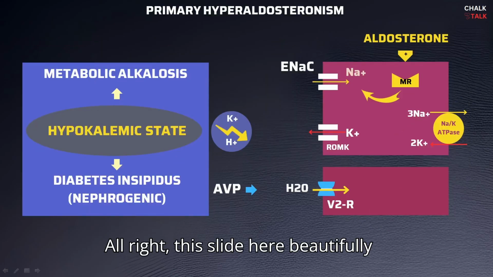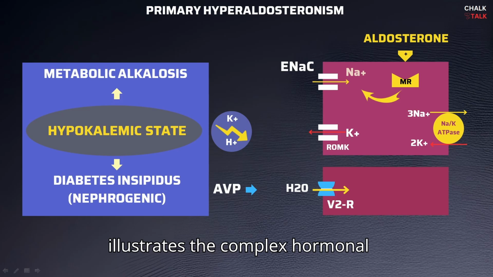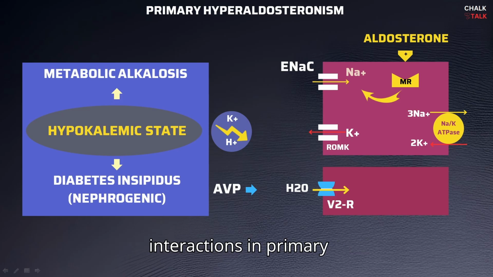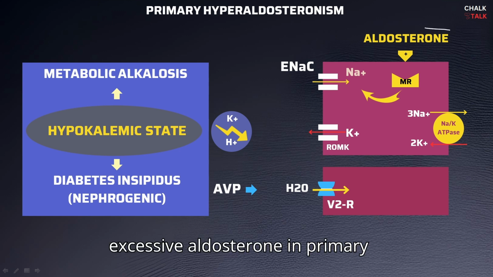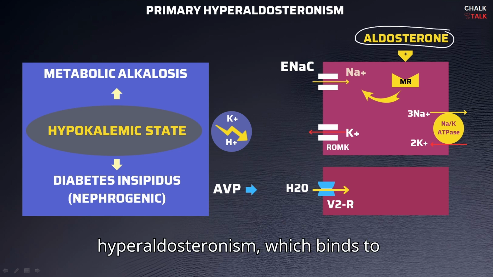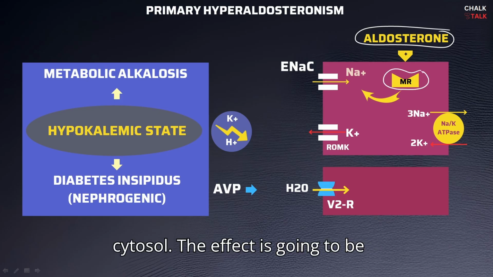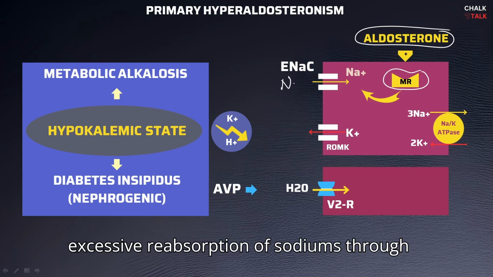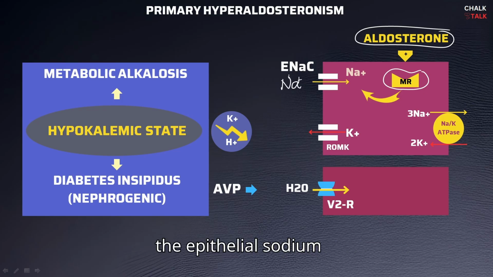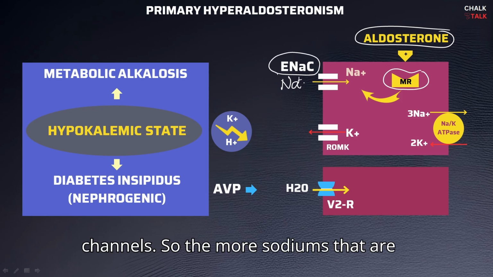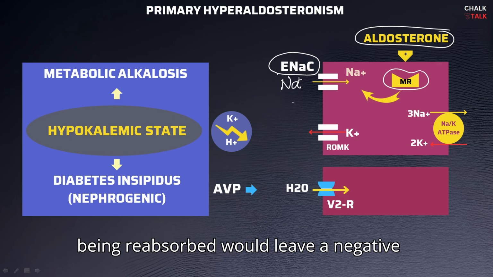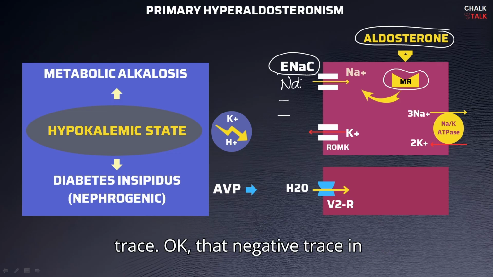All right, this slide here beautifully illustrates the complex hormonal interactions in primary hyperaldosteronism. So we have excessive aldosterone in primary hyperaldosteronism, which binds to mineralocorticoid receptors in the cytosol. The effect is going to be excessive reabsorption of sodium through the epithelial sodium channels. So the more sodium that is being reabsorbed would leave a negative charge.